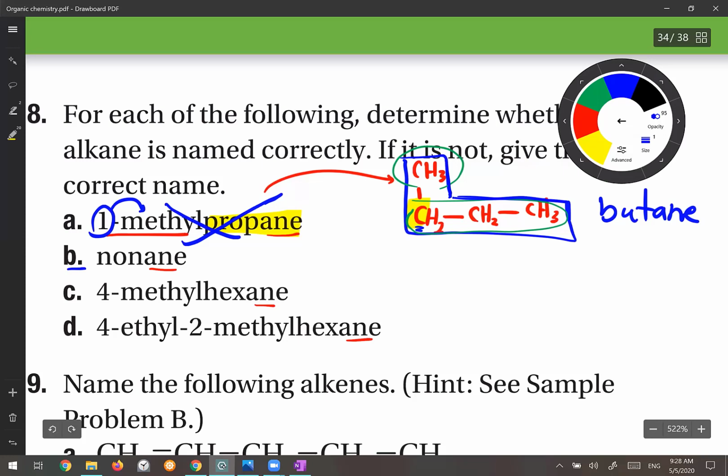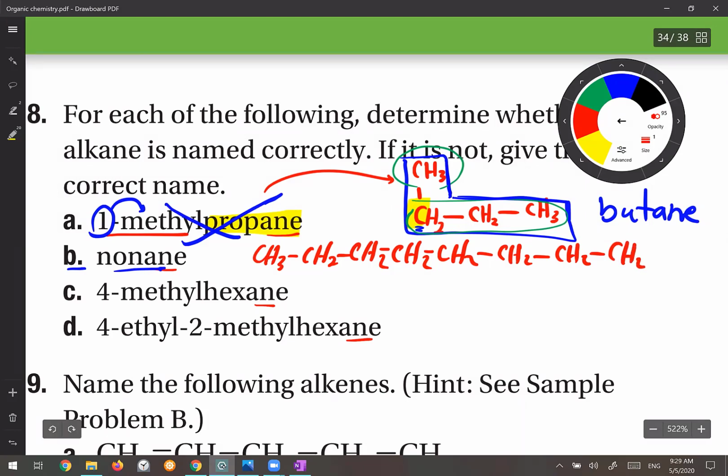For part B, it says nonane, without any branch. Is this correct? Yeah, obviously this is correct. Nonane is a hydrocarbon which has 9 carbons. So the nonane is CH3 connected to CH2, CH2, CH2, CH2. Okay, you can show the bond between the carbons. 1, 2, 3, 4, 5, 6, 7, 8, and the last carbon needs always 3 hydrogen, CH3. So this is nonane. This name is correct.